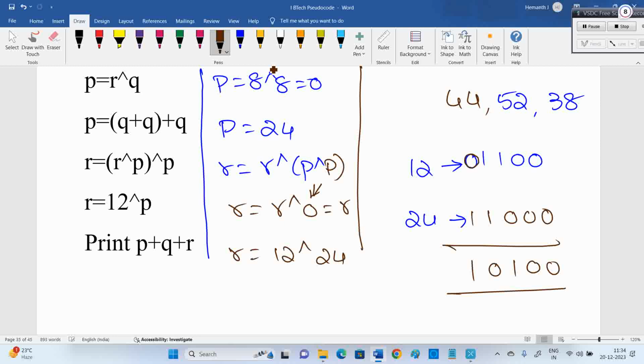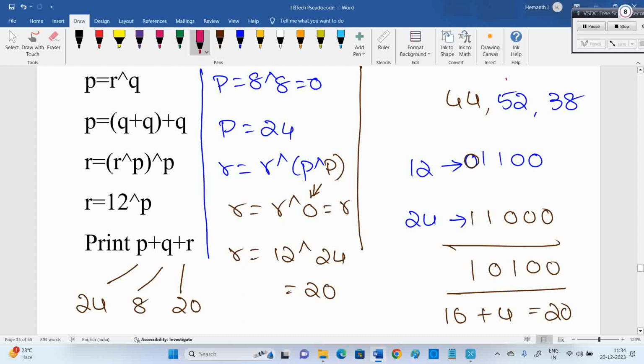So again I need to convert this. This is 16 plus 4, 20. 16, 8, 4, 2, 1. So 20 is what the R value is now. Right. So finally P value 24, Q not changed, it is still 8 only. R value 20. So what you got finally? 52. 52 is your answer. But you can still save time.